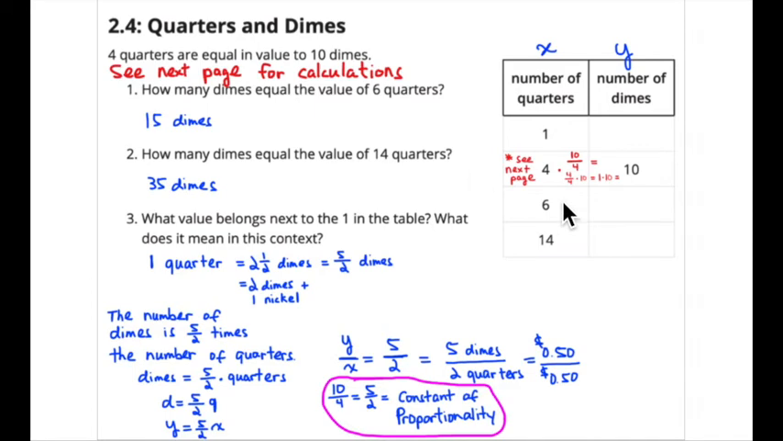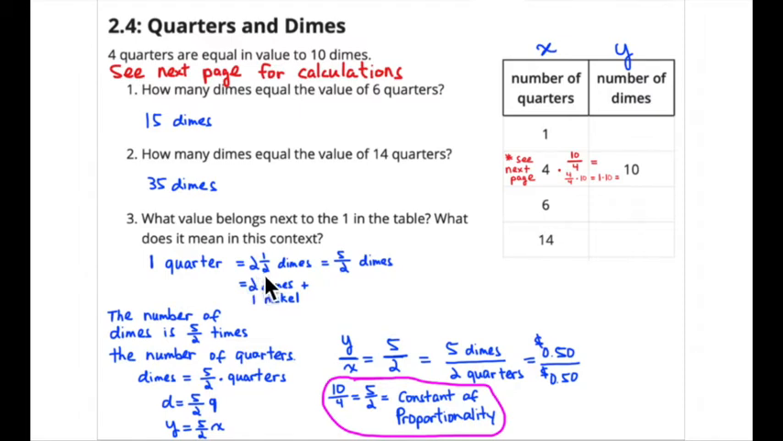So if you look at the table, I have 4 quarters. If you have 4 quarters, then that is equal to 10 dimes. And so if you use this idea of multiplying the 4 times 10/4, remember you're getting rid of the 4, so you're dividing by 4 and multiplying by 10. So 4 times 10/4 does equal 10. That tells you that the 10/4 is the constant of proportionality. Now 10/4 simplifies to 5/2.